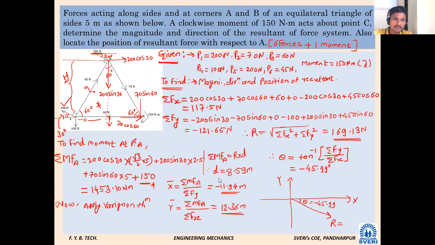Now in this one, whether something was new. Moment was given in this. Whether we have considered that moment?